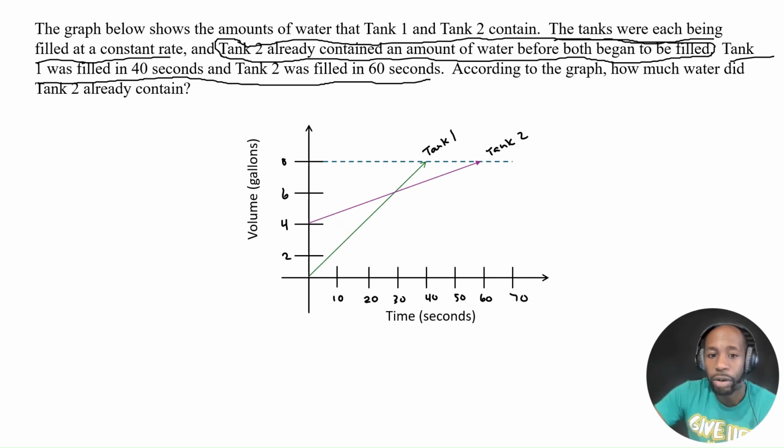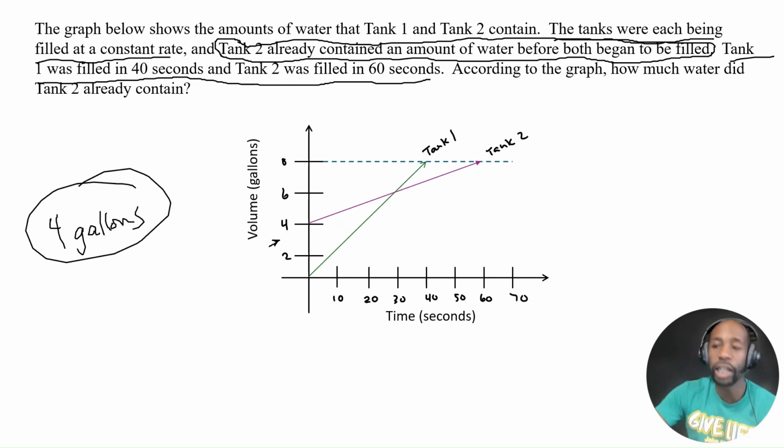Okay? Now, time 0. This is 70, 60, 50, 40, 30, 20, 10. Time 0 is right here. How much water did tank 1 have? This is the volume of water in gallons on the y-axis. Tank 1 had 0. Tank 2 had 4. How much water did tank 2 already contain? Right here, 4 gallons.